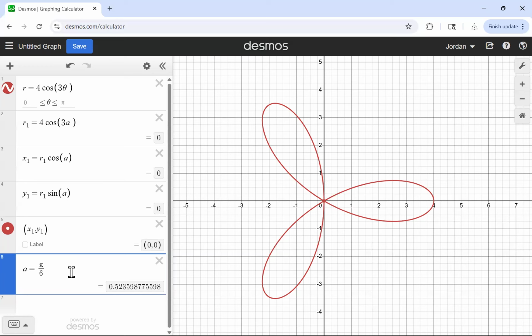And then when I plug in pi over 2, see that I get exactly back to the origin. All right. So with pi over 6 and then pi over 2, we traced out this loop. Now you could have also started at pi over 2 and gone around this other loop.